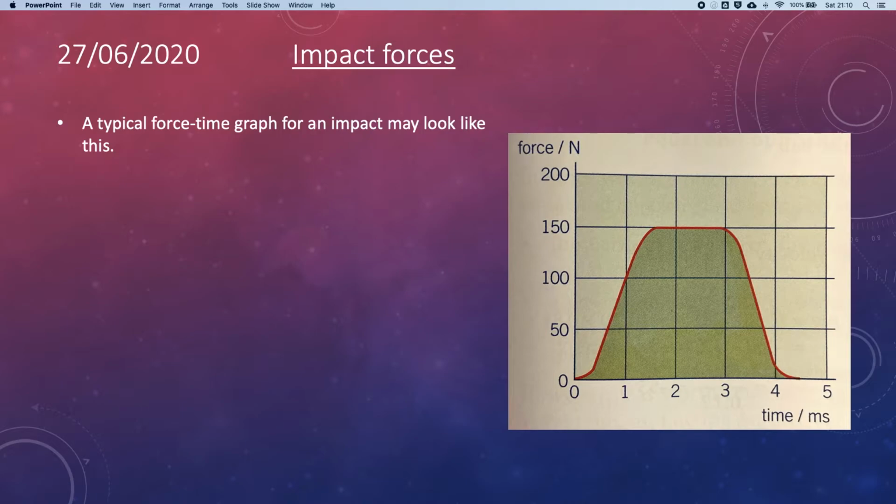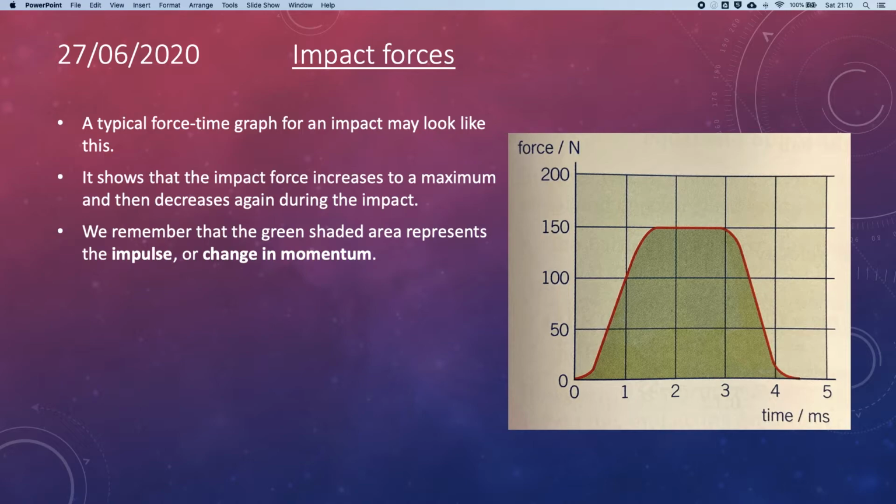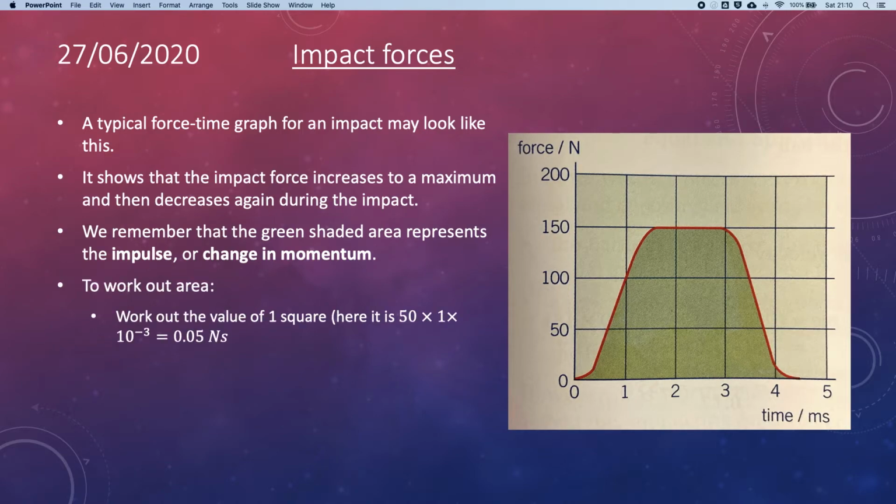Typical graph for that impact might look something like that. We looked at force-time graphs last lesson. Notice this one's a slightly more interesting shape. It's got curvy bits. It shows that the impact force increases to a maximum and then decreases again during the impact. We remember that the green shaded area represents the impulse or change in momentum, and to find that we would need to find the area.